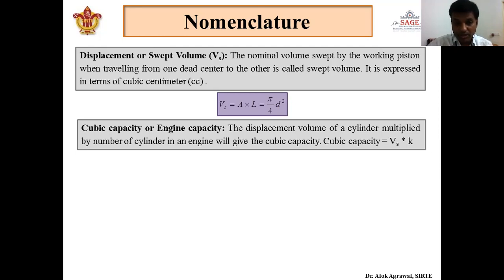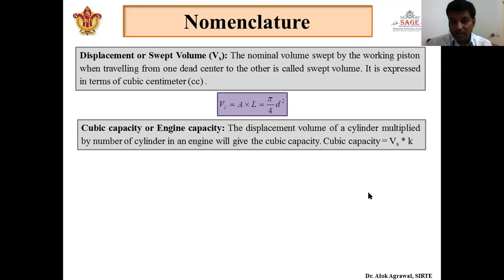CC, which we say of an engine, like how many CC is the vehicle, a Maruti 800 CC vehicle. So it is not like one cylinder has a volume of 800 cubic centimeters. It depends upon the number of cylinders. Generally, Maruti is an 800 cc engine with 4 cylinders. So each cylinder will be of 200 cc.